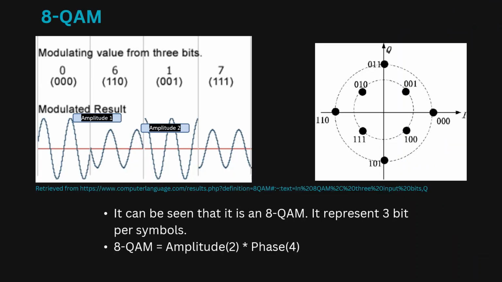Right, so here is an example of 8 QAM, which represents 3 bits per symbol. From the diagram, we can see that it has two different amplitudes, and each amplitude has 4 phase variations for each symbol. Based on the formula, number of QAM equals the number of amplitudes times the number of phases. We have an 8 QAM here. A better illustration can be observed from the constellation diagram.